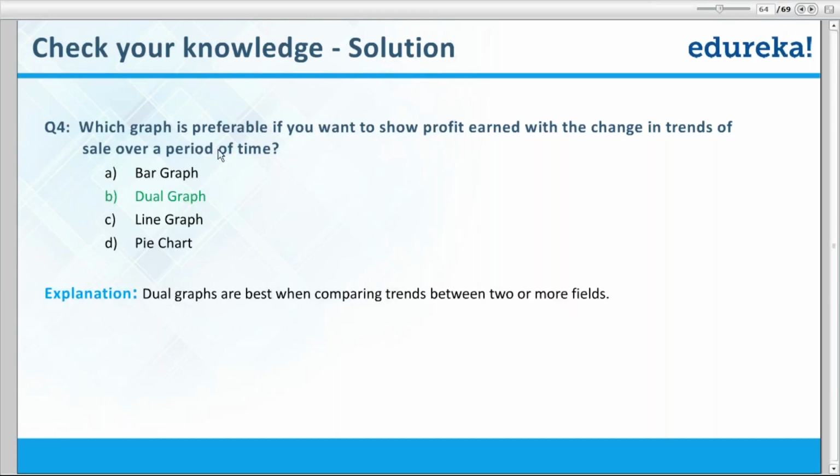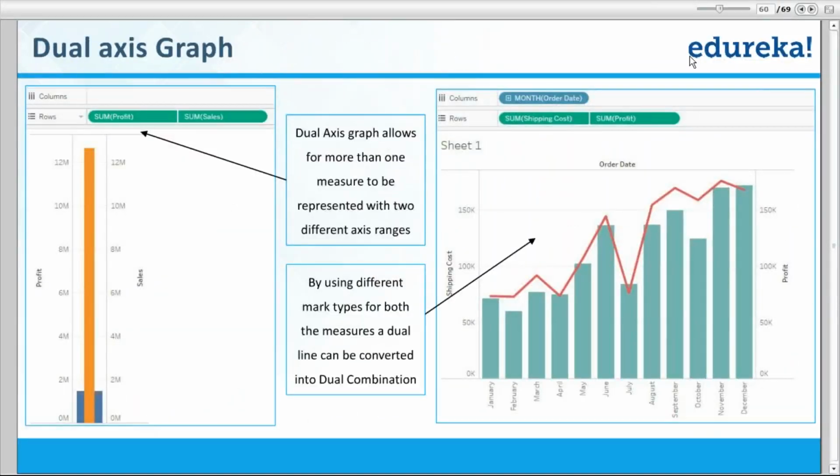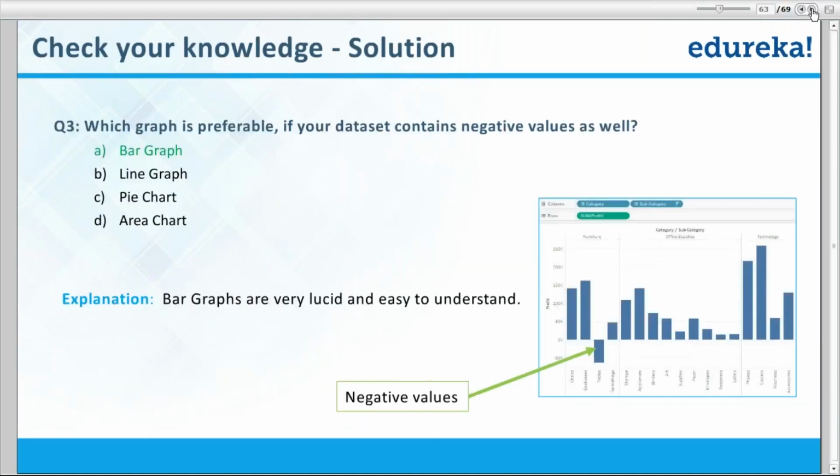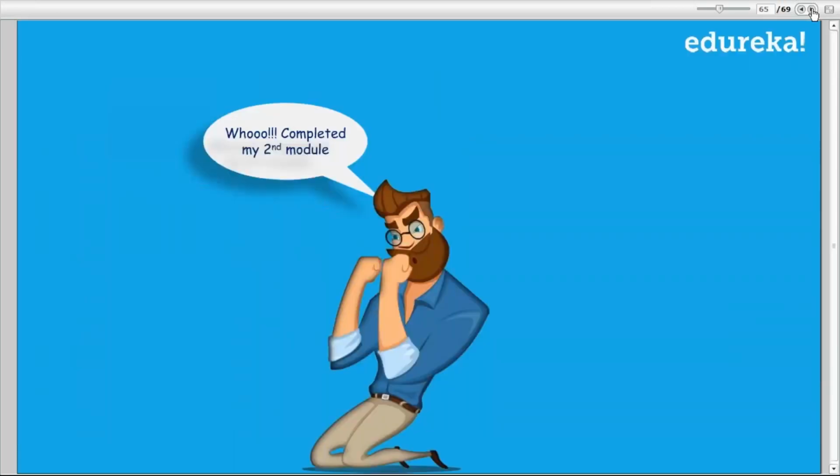Here, why is that? Because this graph is preferable if you want to show profit earned with change in trend of sales. So profit and sales we are going to take over a period of time and we need to compare. If we take a line graph alone, it won't be enough because you need to compare two measures. So what is the understanding of a dual graph, friends? Dual graphs allow more than one measure to be represented with different axis ranges. By using different mark types for both the measures, dual line can be converted into dual combinations. So whenever you have more than one measure, the graph to represent that would be your dual graph.